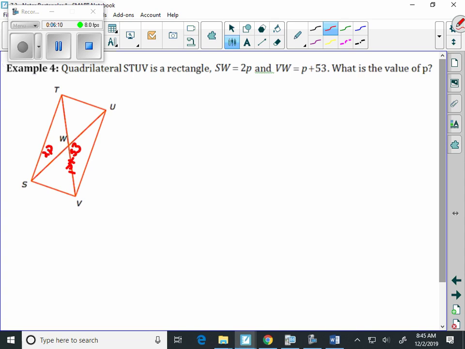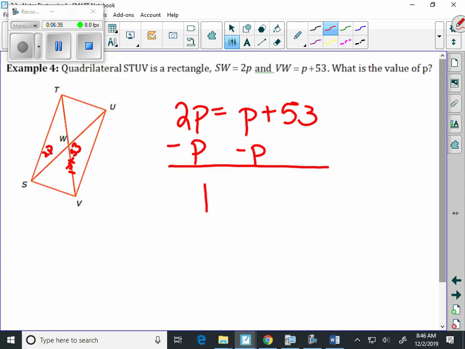Well, the thing is, a rectangle is a parallelogram. And in a parallelogram, diagonals bisect each other. So when we set this up, what we can say is 2p equals p plus 53. And again, we solve it the way your Algebra 1 teacher taught you. But our goal here is to find p. So we subtract p from both sides, and p is 53.